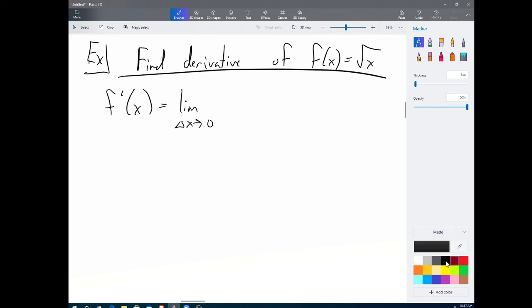So, for example, when I set up this limit, remember it's going to be f of x plus delta x. So here's that. Minus f of x, all over delta x. Going to use this equation in every problem today.